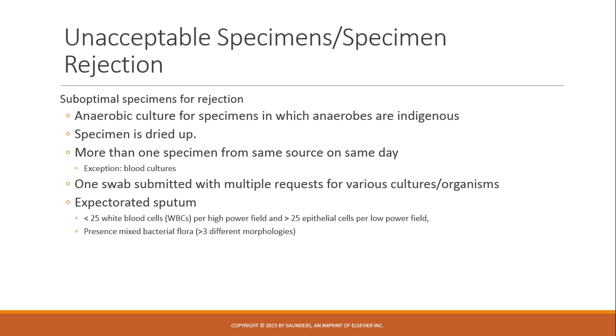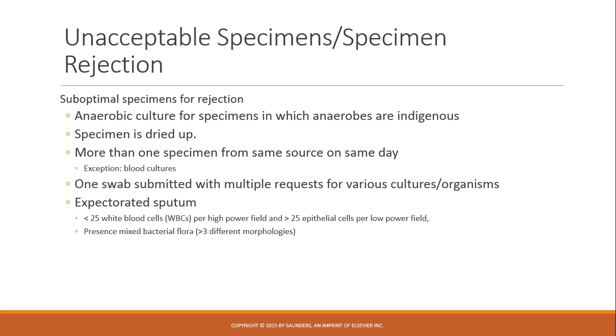More than one specimen in one day. They just keep sending you samples over and over again. Or they keep ordering blood cultures, which is common. One swab submitted and a whole variety of different cultures ordered. That's a QNS sample. An expectorated sputum that doesn't meet our criteria.